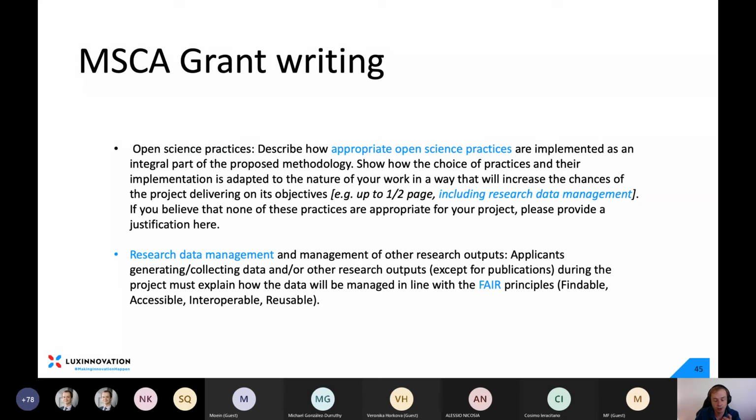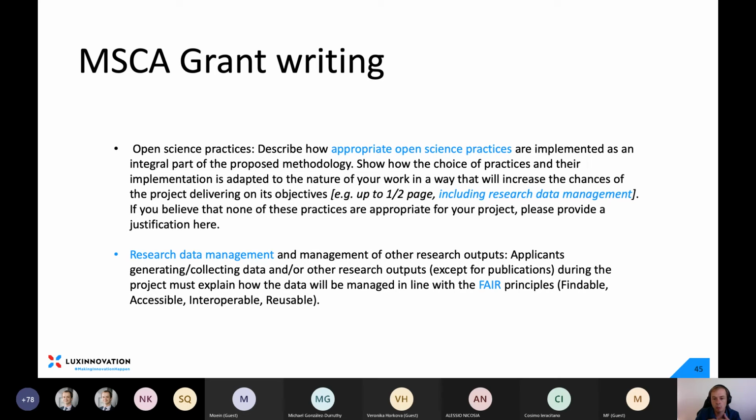Open science is also another thing that's getting much more important. For this open science part and the research data part, the two elements on this page, the Commission recommends up to half a page, which is not negligible. You can use more or less, it depends on your project, obviously. But you need to think about these things. It's not just something you say, oh yeah, we also do open science and that's it.